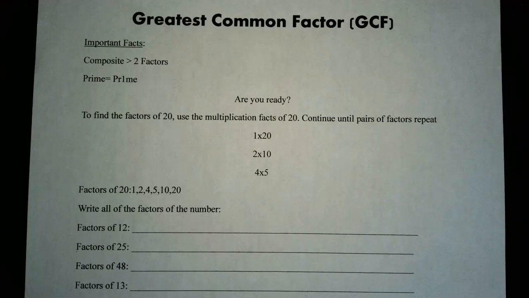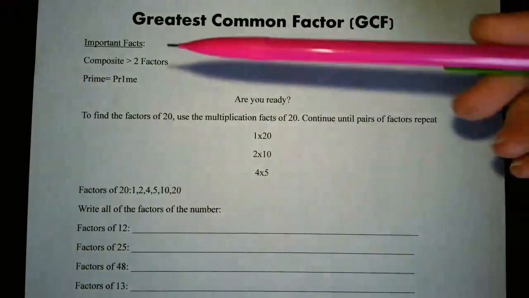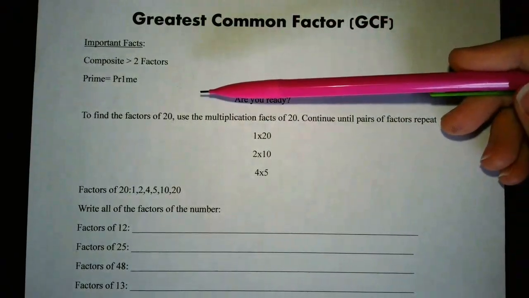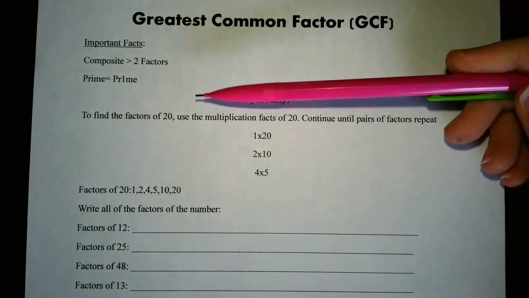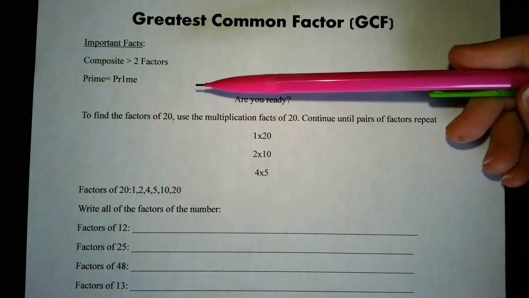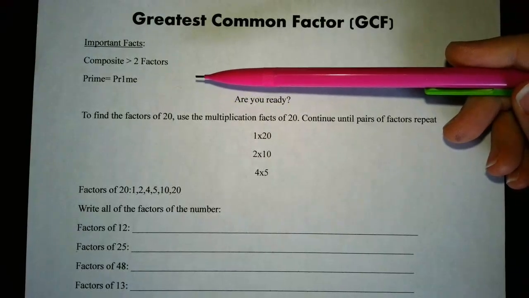Today's lesson is going to be on the greatest common factor, or the GCF. So some important facts you need to know before you begin is a composite number versus a prime number. A composite number has two or more factors. A prime number has only factors of one and itself.